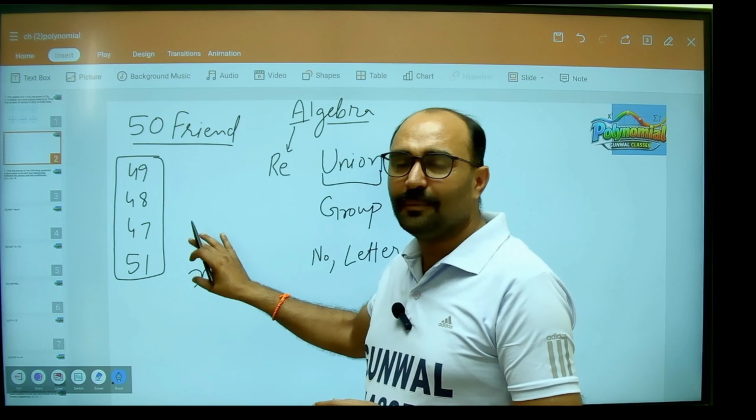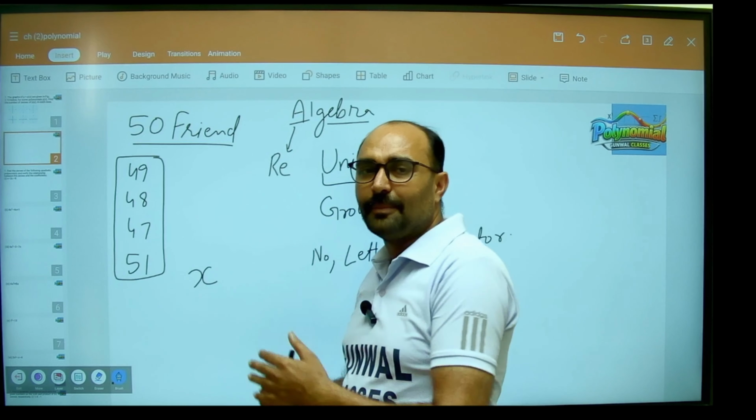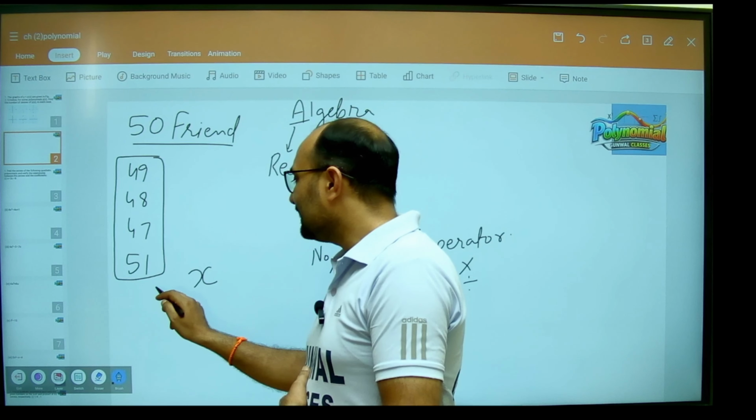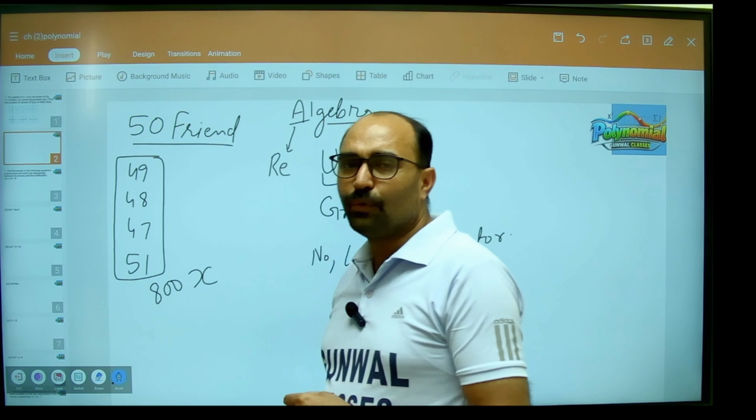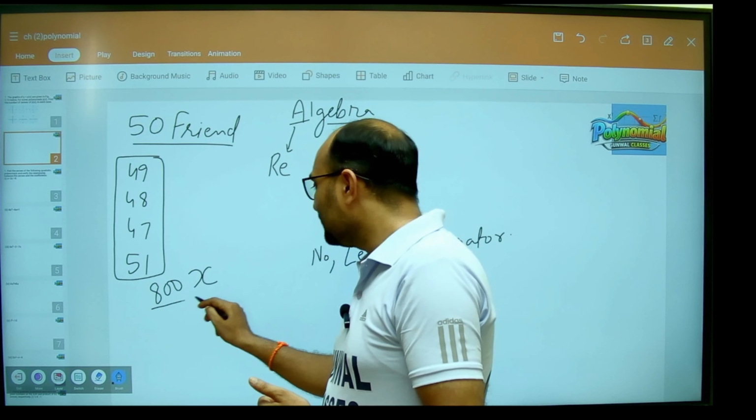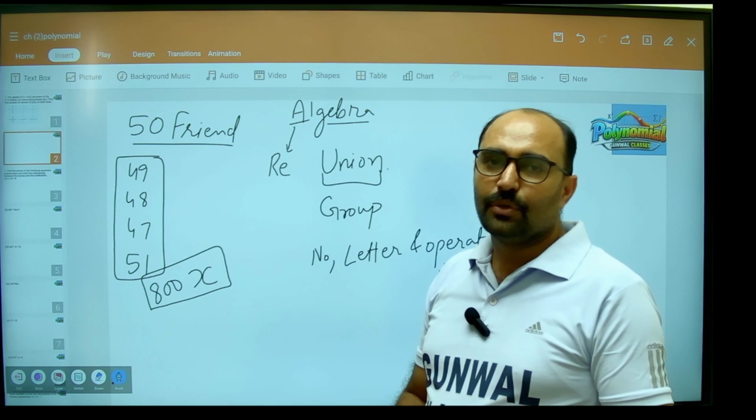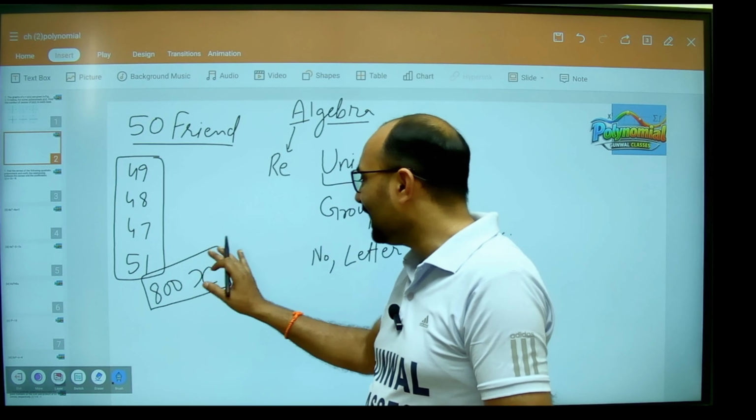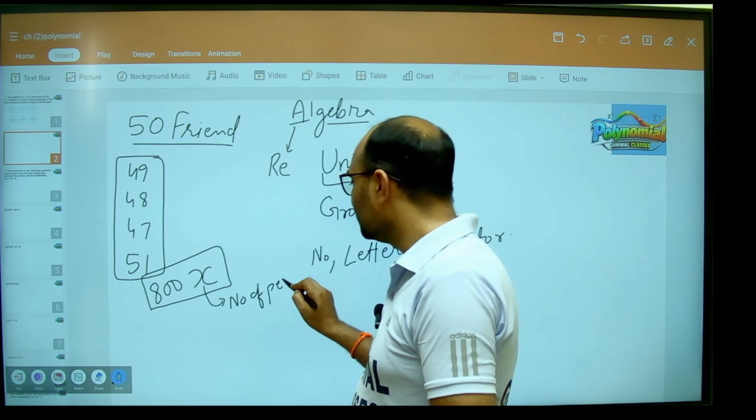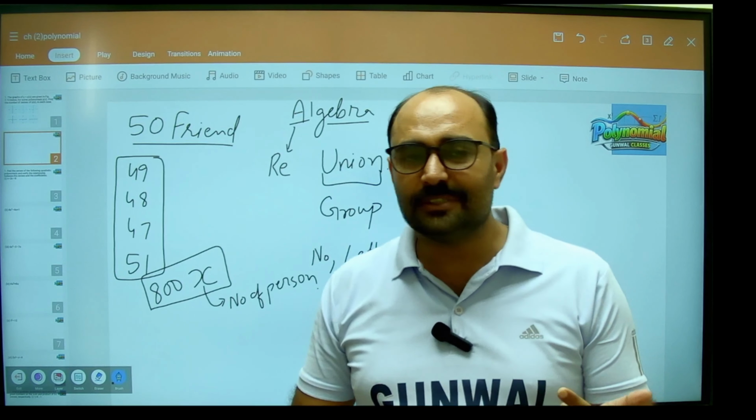This variable represents the number of persons coming to your birthday party, and you book a palace where they are charging 800 rupees per head for their food. It means how much do you have to pay? You have to pay 800x. Total cost you have to pay is 800x. x represents the number of persons. x is a variable, its value can vary, its value can be changed.